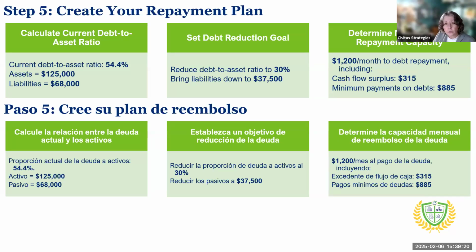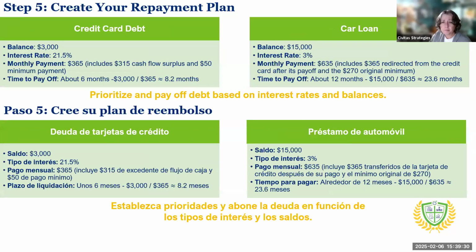All right. She knows now what she's going to be paying to get herself to that 30% debt to asset ratio as soon as she possibly can. So she goes and she prioritizes that debt.